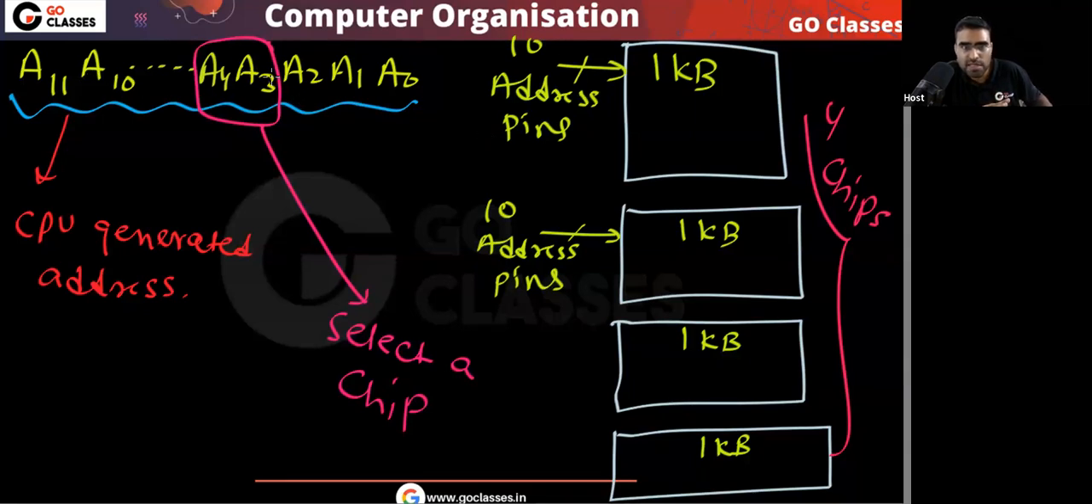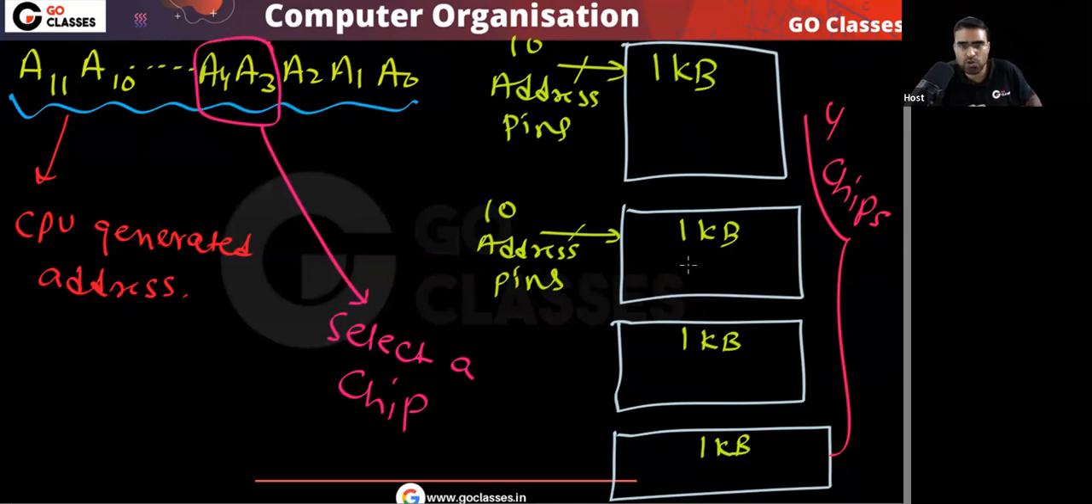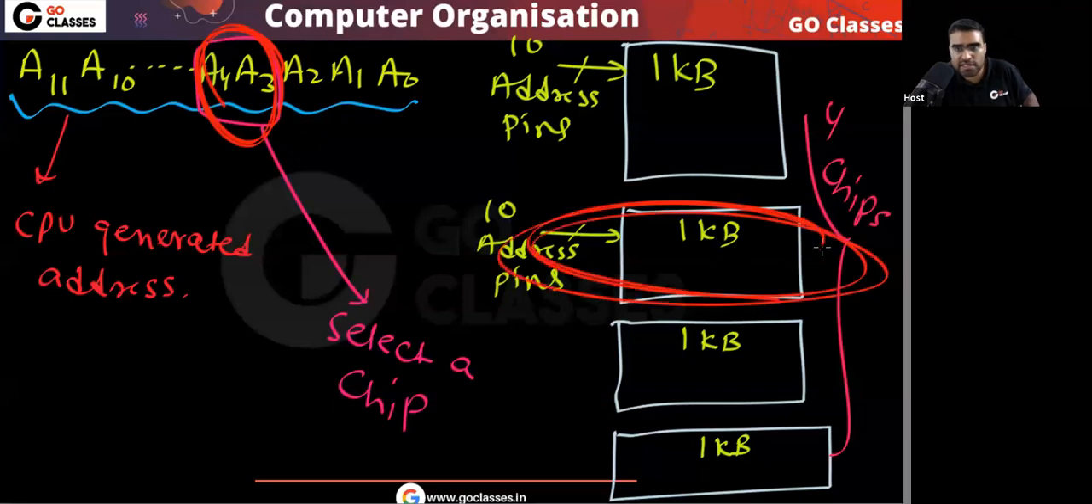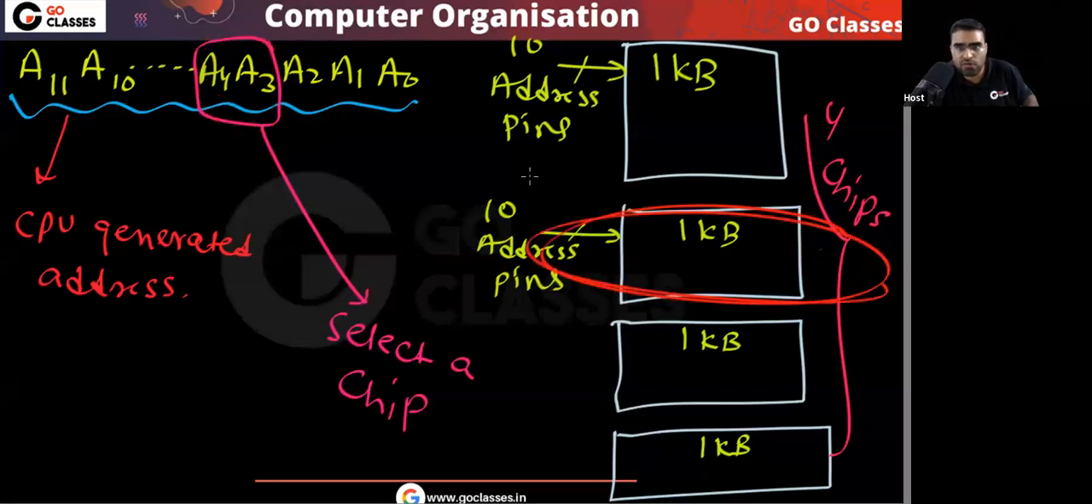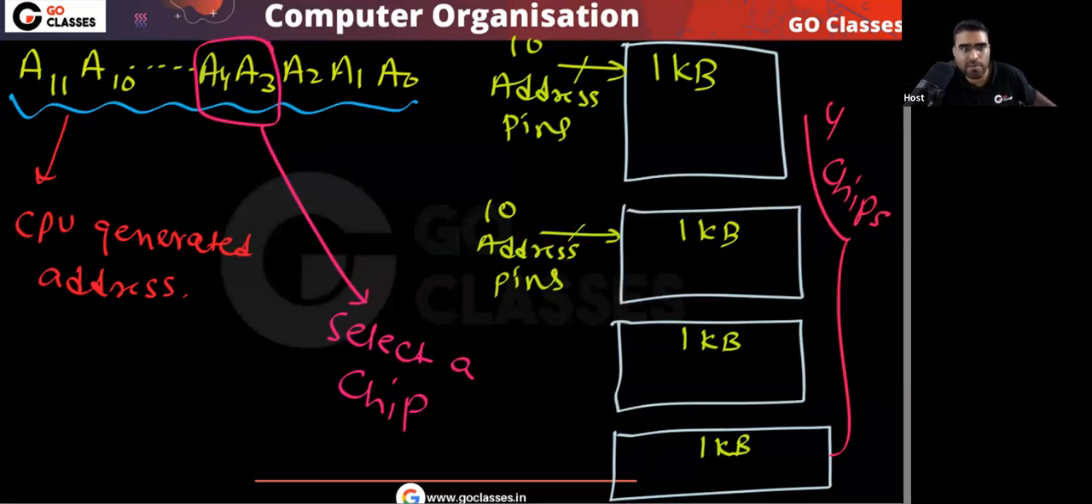Now you can see, these 2 will select a chip. Let's assume this chip is selected, because there are a total of 4 chips. Now in this chip, which address to access? Using these 2, let's assume you have selected this chip. In this chip, there are a total of 1024 locations, 1K locations. So which location to access? That will be decided by the remaining lines.